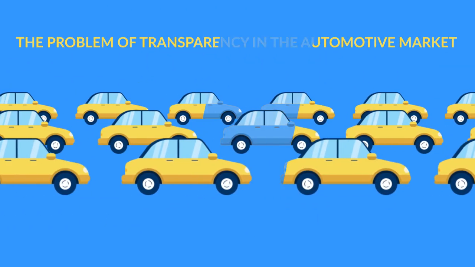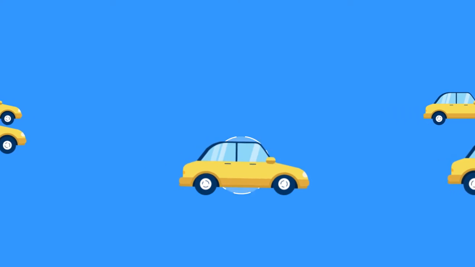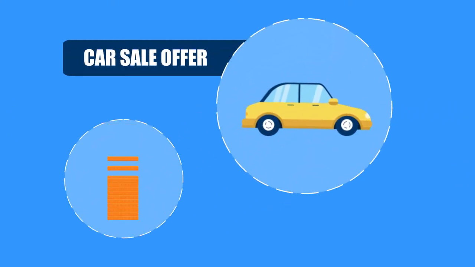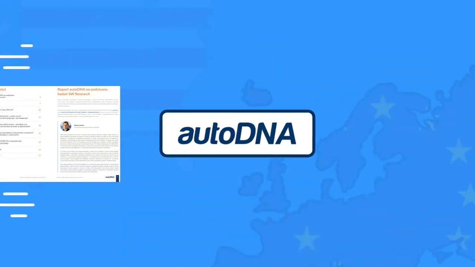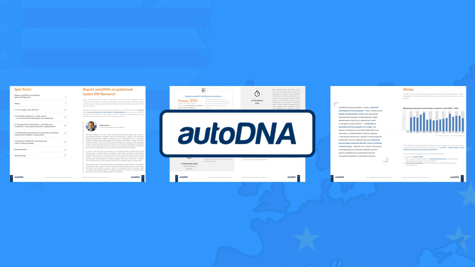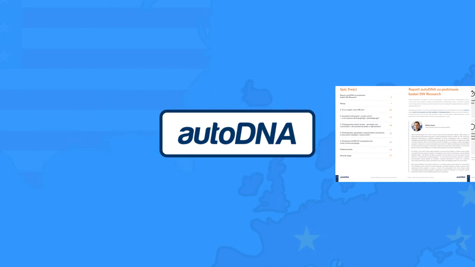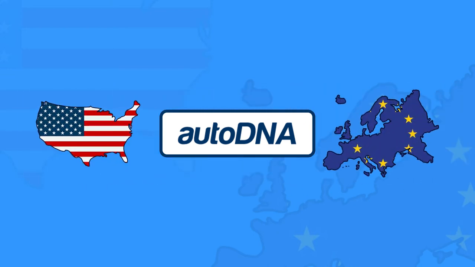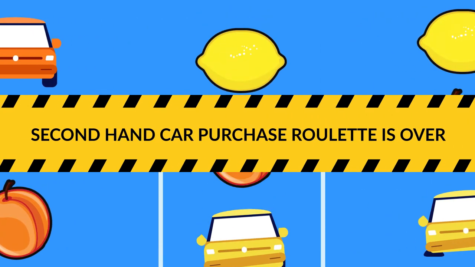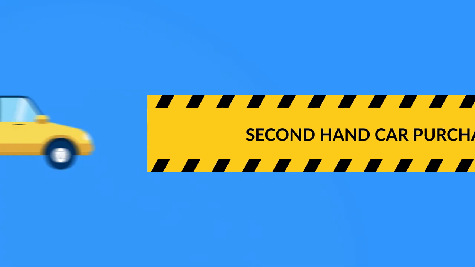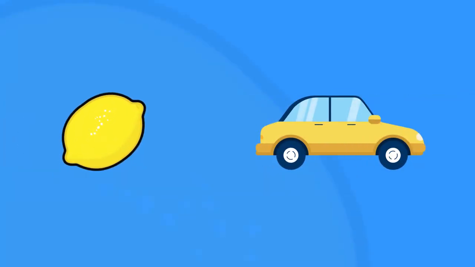The problem of transparency in the automotive market consists of both offers to buy and sell vehicles and how the market actors act. AutoDNA, the leading provider of vehicle history reports for secondhand cars from Europe and the USA, is tackling this issue in its paper. The Secondhand Car Purchase Roulette is Over publication explains some interesting concepts.